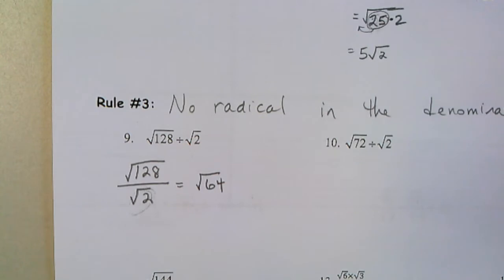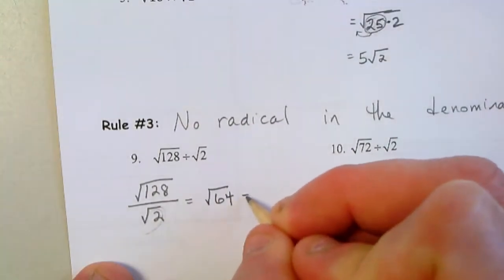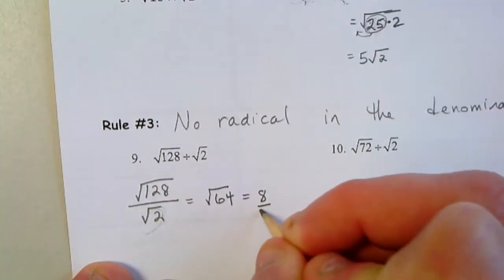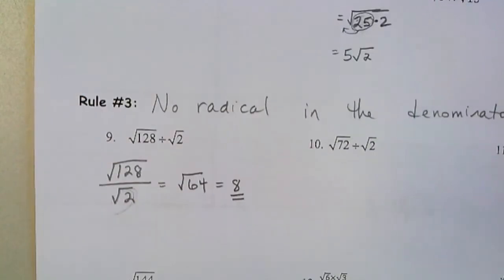Square root of 64, what is that? Well, that's a perfect square. And if I take the square root of 64, I get 8. Okay? So just be aware of that. Be looking for that. If you don't get it, you can always start to factor some numbers out, but it is a perfect square. Okay?